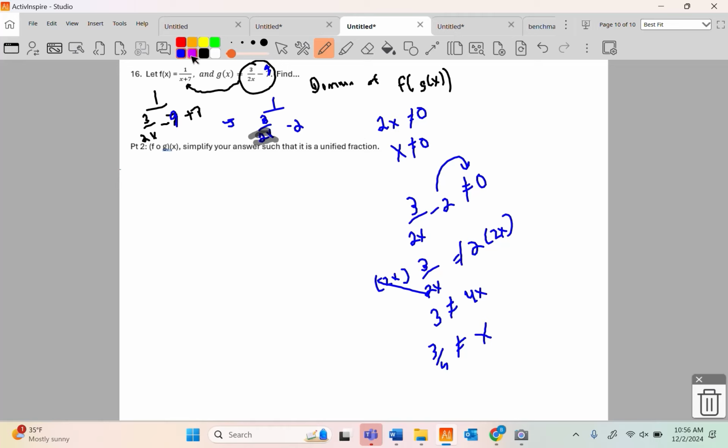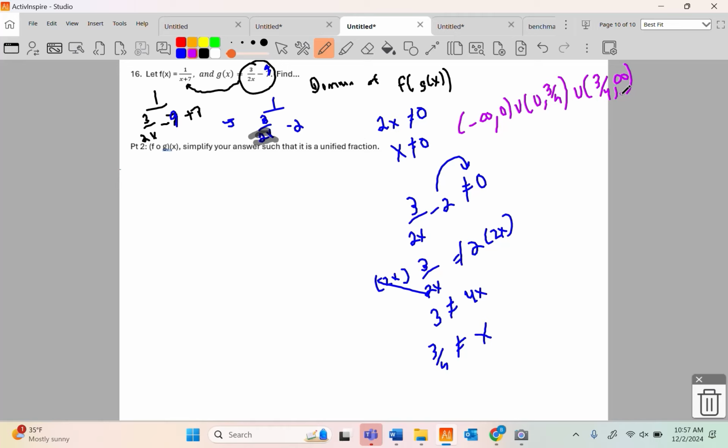So what am I allowed to be? I'm allowed to be anything from negative infinity all the way to 0, anything between 0 and 3/4, and anything from 3/4 moving right to infinity. So there's my true domain.